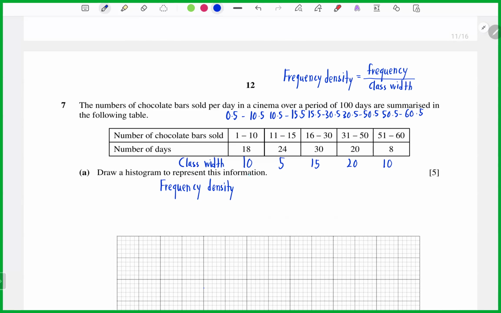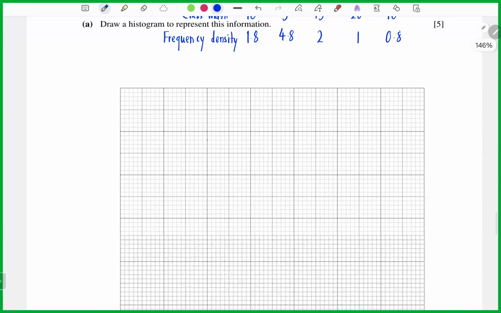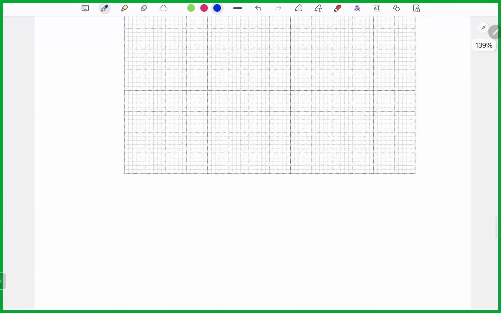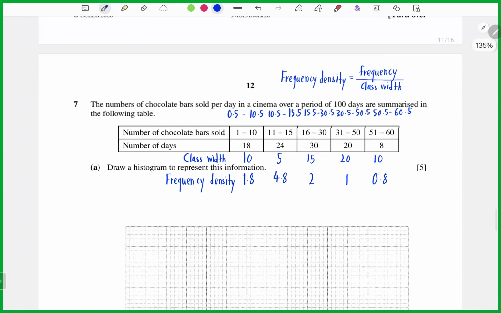Okay, so here is 1.8. 24 divided by 5, okay, 4.8. 13 divided by 15, 2. 20 divided by, 10, 0.8. Okay, so we already get these values here. Now I try to sketch out the draw. We need to start at 0.5 until 16.5.